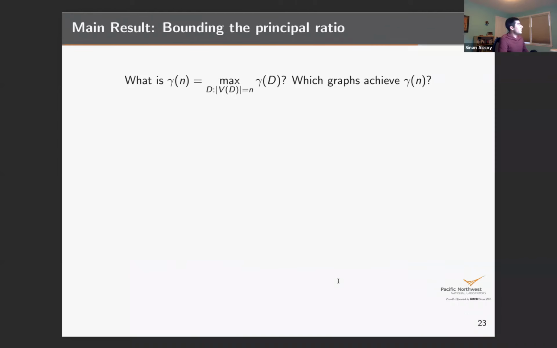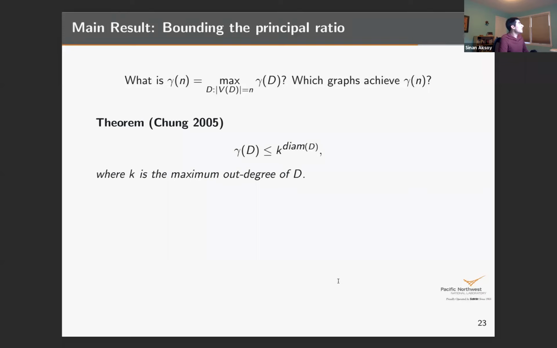Okay, so the question that we looked at was again one of these extremal spectral graph theory type questions, which is what is the largest that this principal ratio can be, and what graphs achieve this maximum. So looking back to see what had been done on that, there was some prior work again by Chung in 2005 that proved an upper bound of the maximum degree raised to the diameter of your graph. If you go a lot before that, there was some prior work in the area of non-negative matrix theory by Lin and Timlake, and their work implies an upper bound of about (n-1)^(n-1).